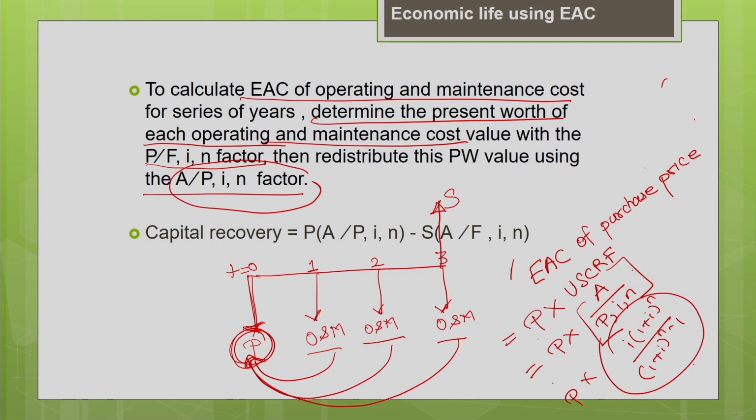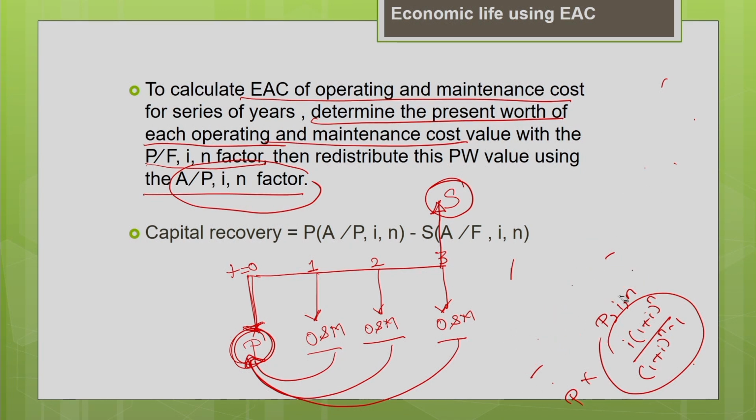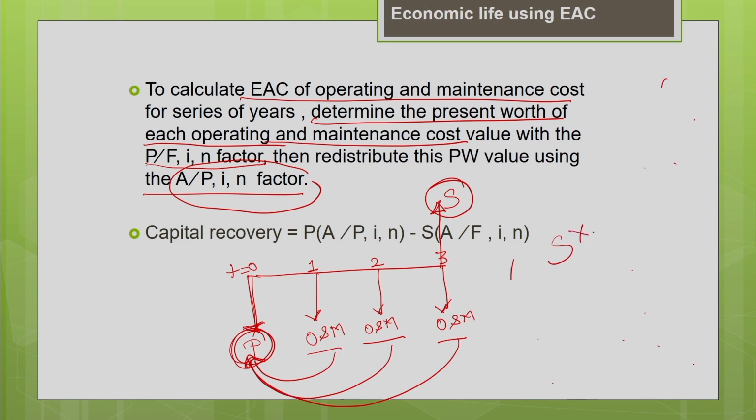Similarly, you have to convert the salvage value, which is occurring at a future date, into an equivalent annual cost. For that you can make use of the uniform series sinking fund factor. So how to use it? You know the salvage value, multiply by the factor, so you are going to find the equivalent annual cost of the salvage value, A, for the known future value, interest rate i and n. This is your uniform series sinking fund factor.